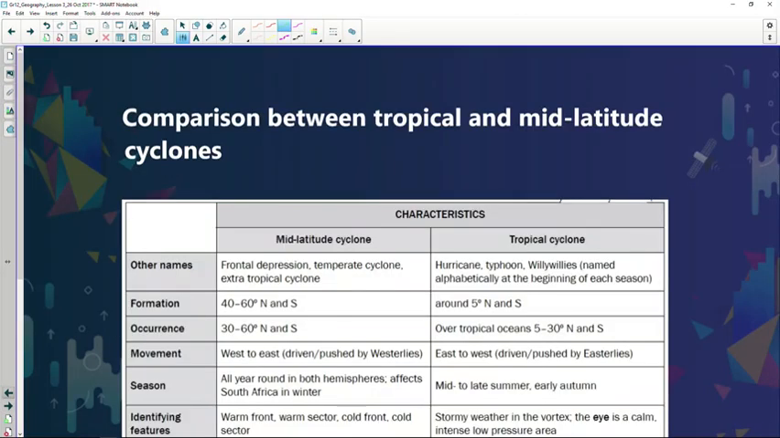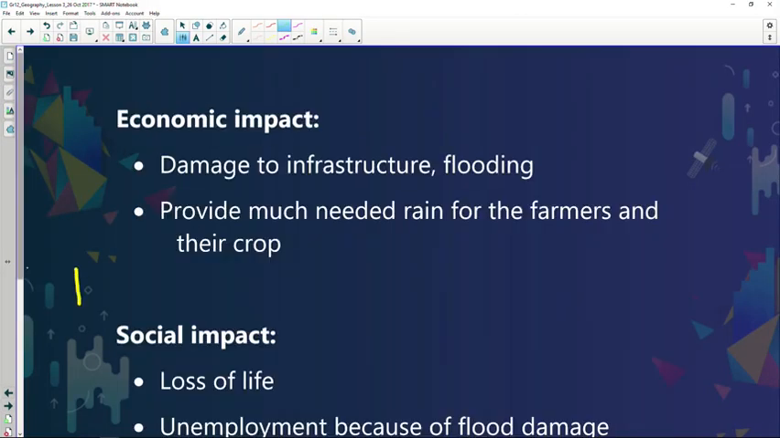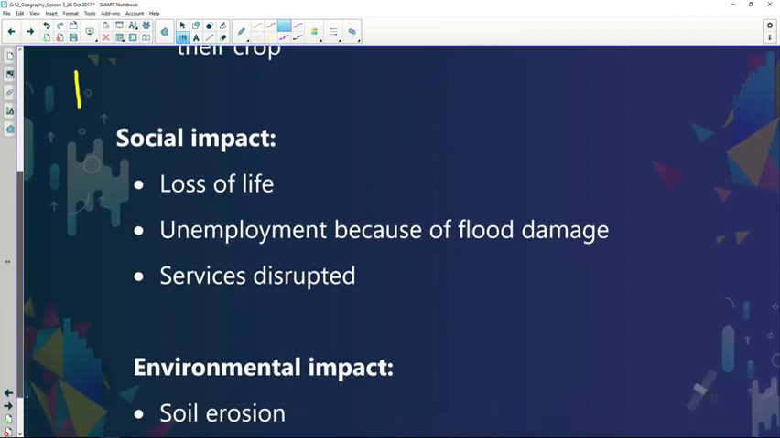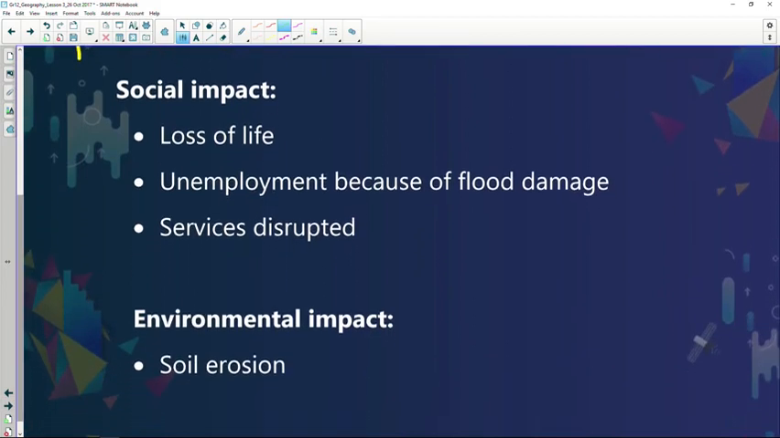Now, if we look at the social impact regarding tropical cyclones, it is loss of life. Now keep in mind, some countries unfortunately can't do the necessary evacuation measures, precautionary measures, and people do die because of the flooding, because of buildings, because the shelters are not safe enough, because of the strong winds, because of the conditions that have been created by this tropical cyclone.